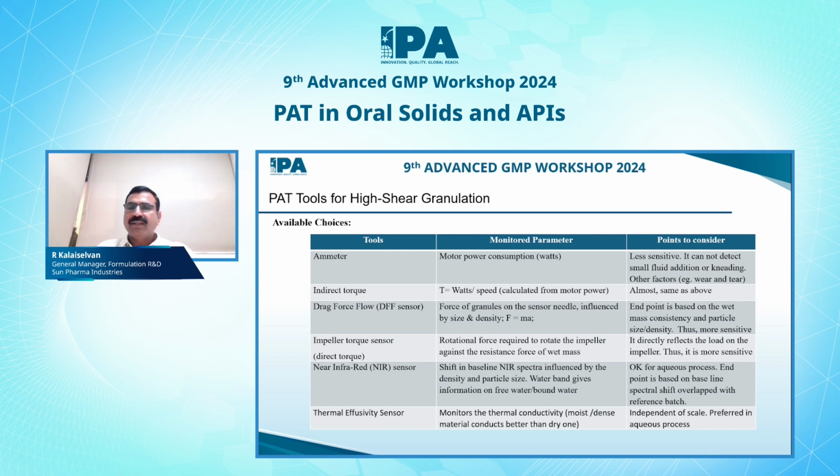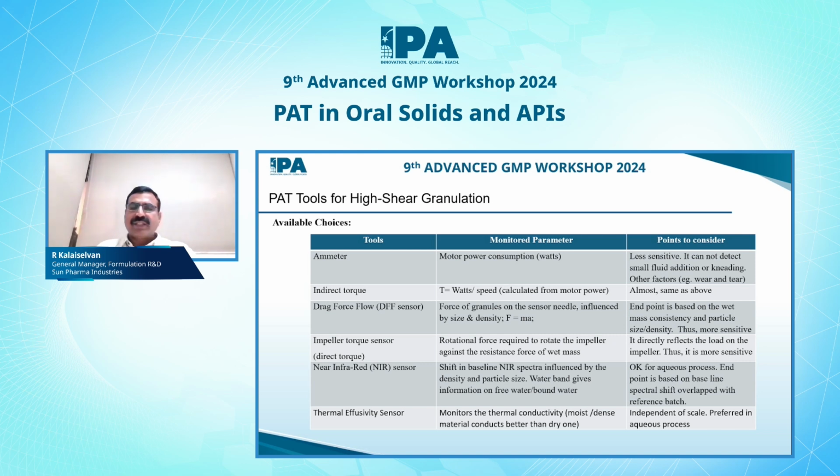For example, the ammeter has less sensitivity because it measures the entire motor load, not just the impeller load. The indirect torque sensor method is just calculated from the ammeter reading, so the sensitivity is again less. The drag flow sensor is more sensitive, and it can be ported from one RMG to another RMG. That is an advantage, but it is not scale independent. Then comes the impeller torque sensor. It is permanently fixed, so we cannot port it from one RMG to another mixer granulator, and it is a more sensitive method compared to the ammeter reading.